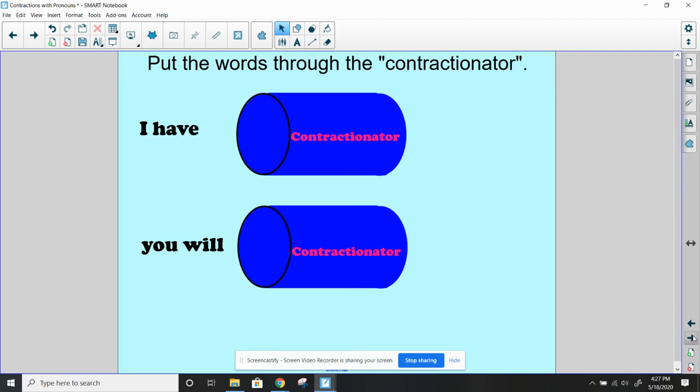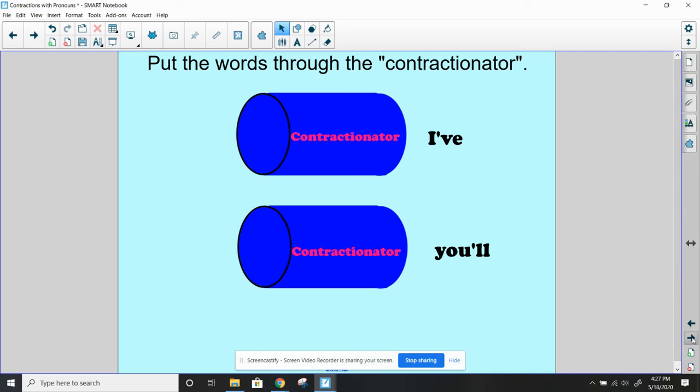I have. We're going to put the words through the contractionator. We're going to take I have and turn it into I've. So in I have, we're taking out the letters HA, replacing them with that apostrophe. From I have to I've. You will. When I put it through my contractionator, it becomes you'll. Take away the WI and replace it with an apostrophe, and you get you'll.